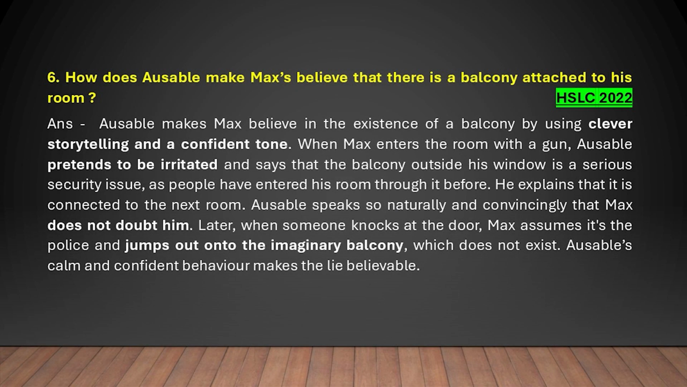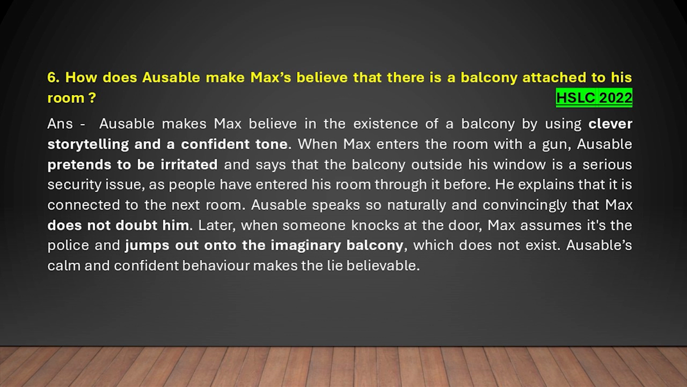6. How does Ausable make Max believe that there is a balcony attached to his room? HSLC 2022. Answer: Ausable makes Max believe in the existence of a balcony by using clever storytelling and a confident tone. When Max enters the room with a gun, Ausable pretends to be irritated and says that the balcony outside his window is a serious security issue, as people have entered his room through it before. He explains that it is connected to the next room.